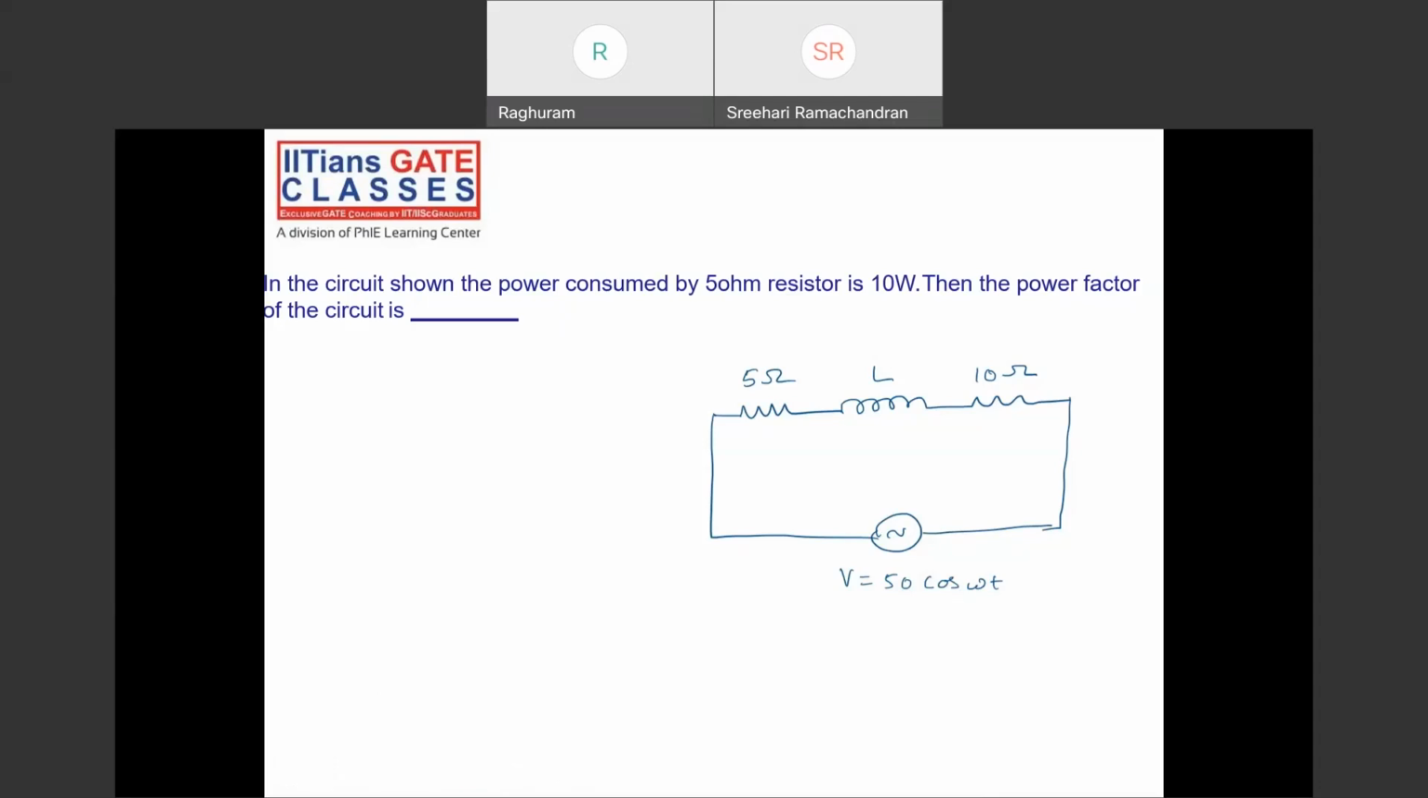Any answers? Any guesses how to solve this? It's an RL series circuit. Power factor, definitions of power factor. Tell me the definitions of power factor. You have three definitions, right? What are those?